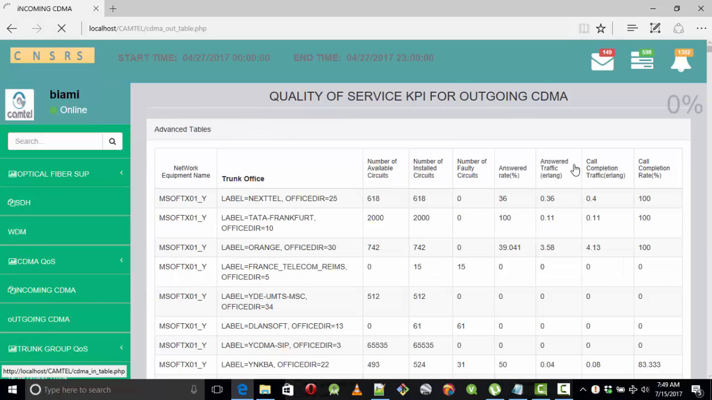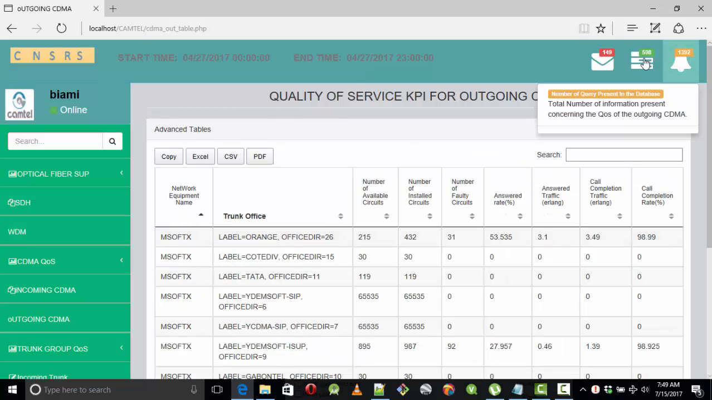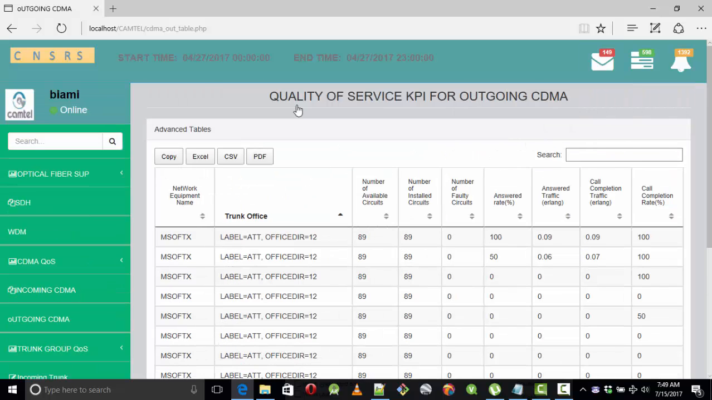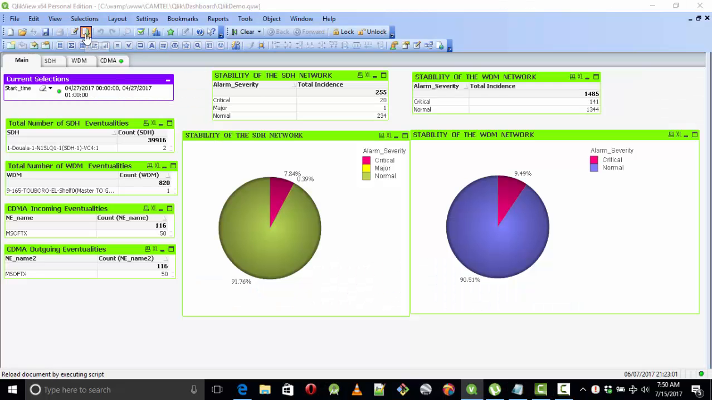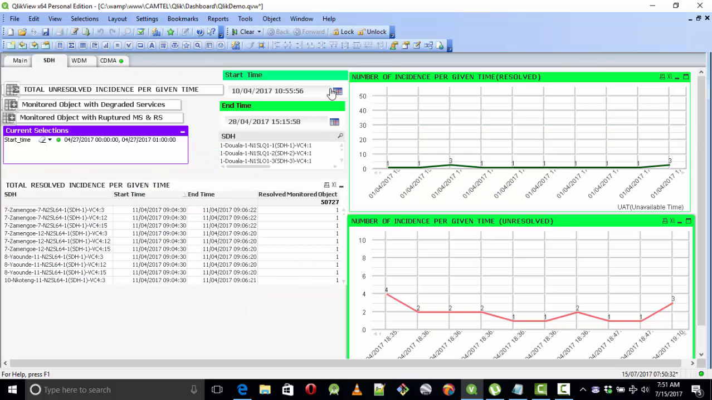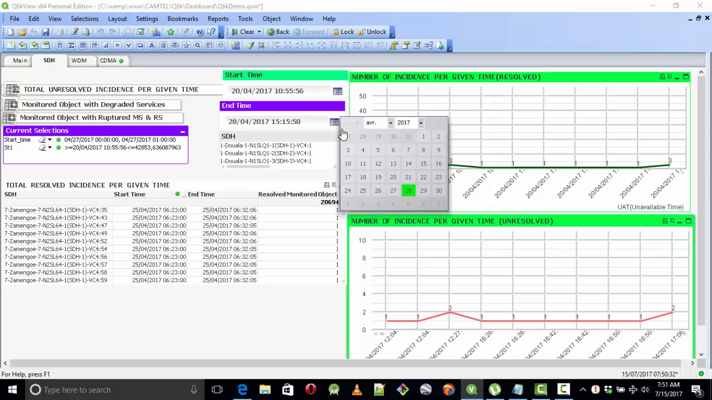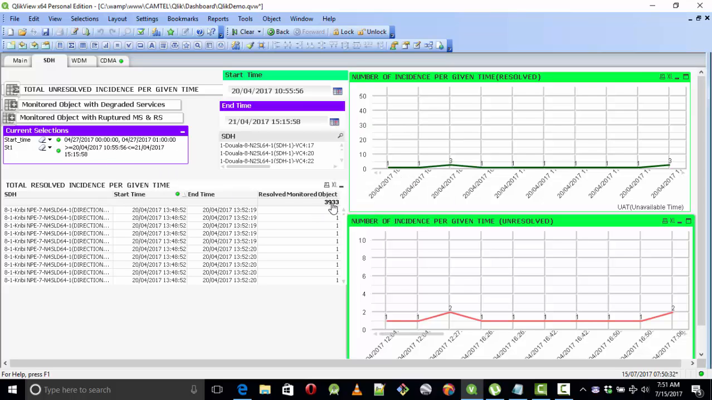For the outgoing CDMA, we have almost similar information, but here we just have 1,392 incidents. 598 of them have a call completion rate greater than 90%. Now for the WDM network, we have our main page, which gives the stability of the system, be it SDH and WDM. We also give vital information concerning the other files that are in our system, SDH, the CDMA files for quality of services. Now under the SDH, the user first of all enters the duration of time in which he wants to see the graphical display of information of the state of the system within that interval of time.